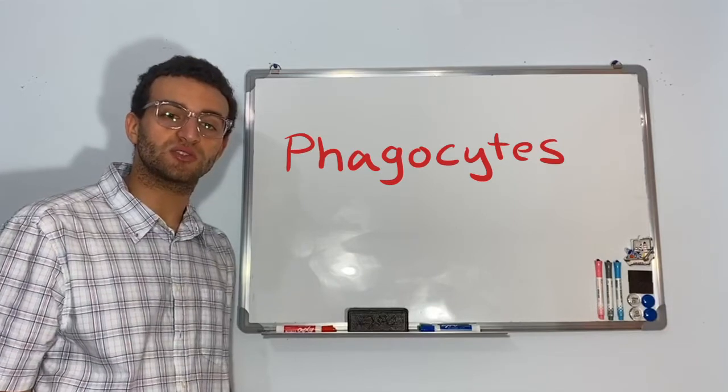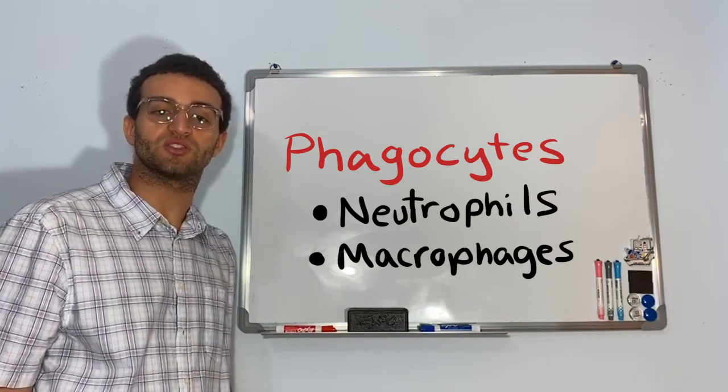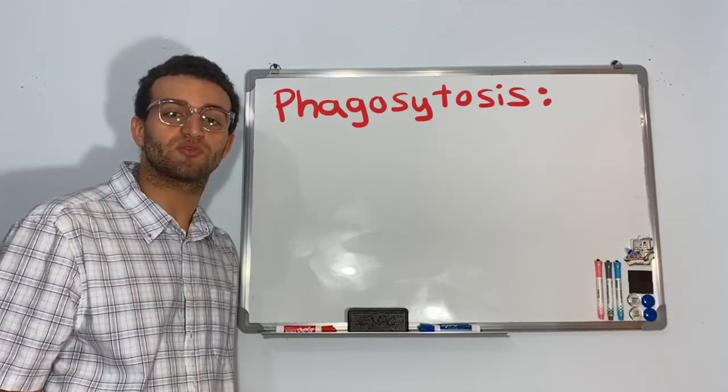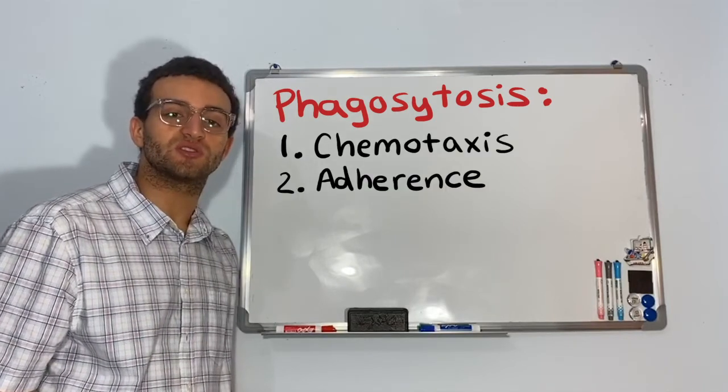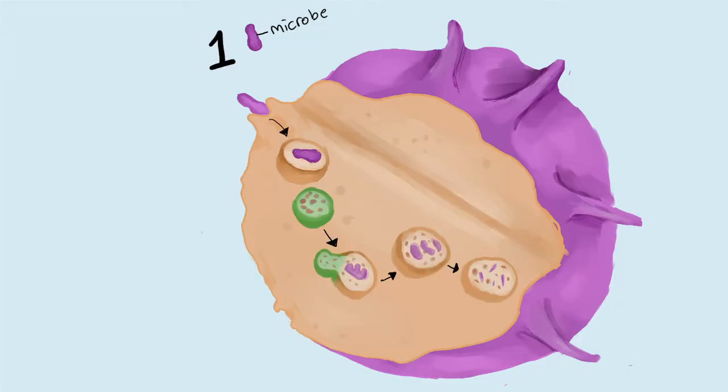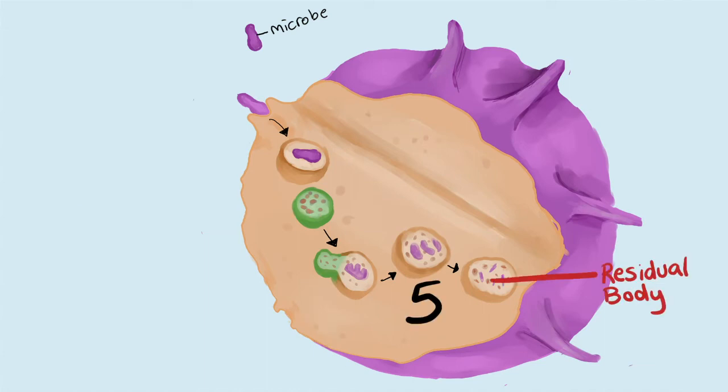2 types of phagocytes are neutrophils and macrophages. Phagocytes are cells that perform phagocytosis, which occurs in 5 phases. The first step is chemotaxis, or movement of the phagocytes to the damage. Second is adherence or attachment to the microbe. Third is ingestion, or engulfing the microbe. Fourth is digestion, using lysozymes from the lysosome. Then finally, the microbe is killed.